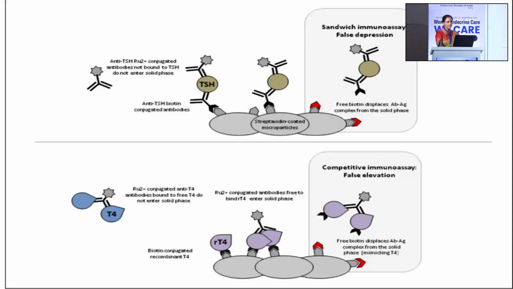Look at this: in the sandwich immunoassay, that is the IRMA technique, the two-antibody technique used for TSH estimation, biotin can cause falsely low values. And in the competitive immunoassay for T3, T4, it can falsely elevate the values. So that's why the clinical clue is very important.